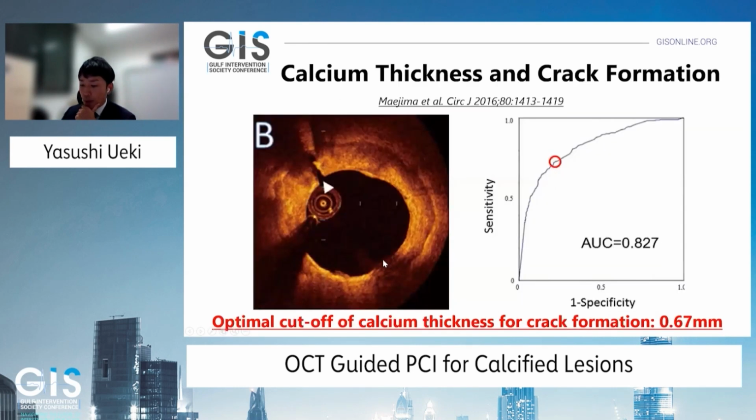So why is the measurement of calcium thickness important? Previously, an optimal cutoff value of calcium thickness for crack formation, which is a very important predictor for stent expansion, has been reported: 0.67 millimeter. So in other words, if we find severe calcified plaque with calcium thickness more than this cutoff value, we should consider a debulking device.